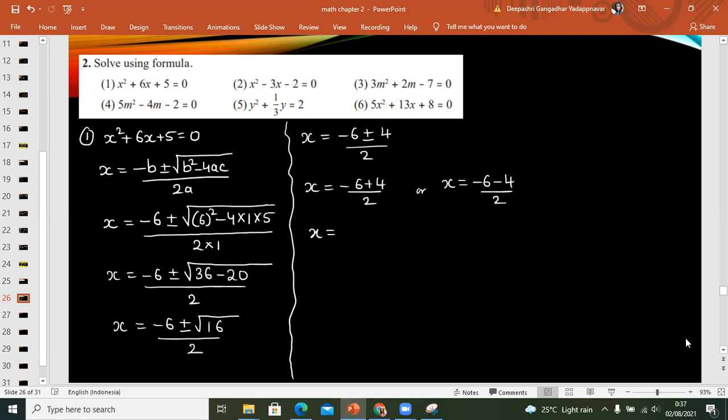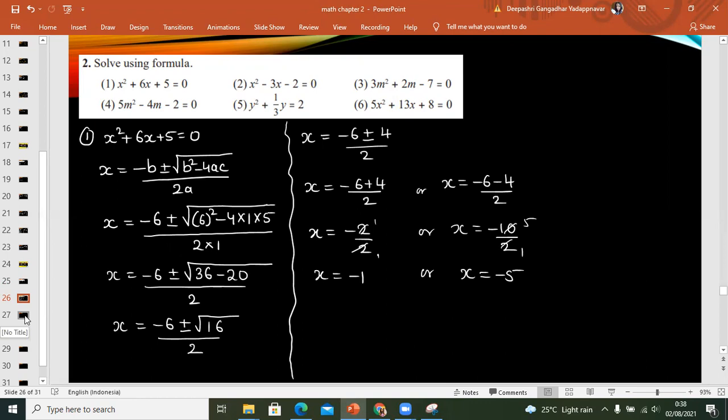X equals negative 6 plus 4 gives you negative 2, divided by 2. The answer is x equals negative 1. Here x equals negative 6 minus 4 is negative 10, divided by 2. X equals negative 5. If you divide this, you get negative 5. Very simple. We should just be able to write the proper values in the formula correctly with the proper sign, and then just keep on solving. You will get the answer.